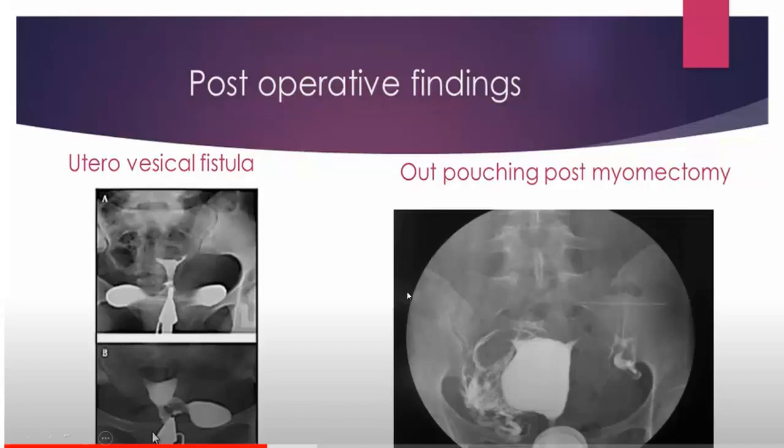Again, in the uterine findings, post-operative findings: uterovesical fistula. You can find a fistulous communication between the uterus and the urinary bladder. Outpouching post-myomectomy. This case was very strange for me, but when I asked, she said that she had a myomectomy before. So this is the site of previous myomectomy. There is outpouching due to fibrosis, and there is intravasation at that part. So this is outpouching due to post-myomectomy.